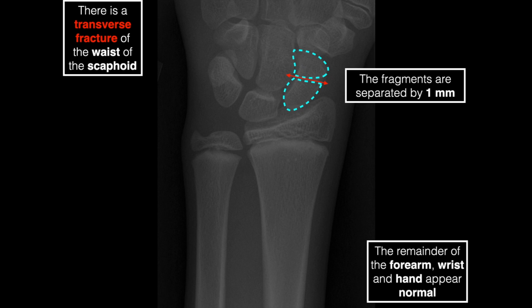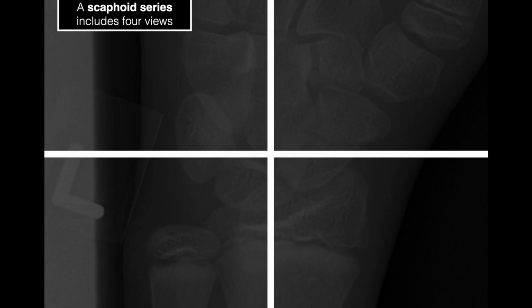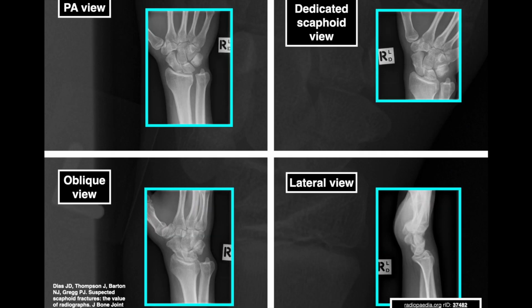So, in this case, there's a transverse fracture of the waist of the scaphoid. The fragments are separated by about 1 millimeter. The remainder of the forearm, wrist, and hand appear normal. Here's a different view called the oblique view. It's an additional view that's standard to get for suspected scaphoid fracture. It sometimes allows for better visualization of the fracture line, which is seen in this case. A scaphoid series includes 4 views: a PA view, a dedicated scaphoid view, an oblique view, and a lateral view.